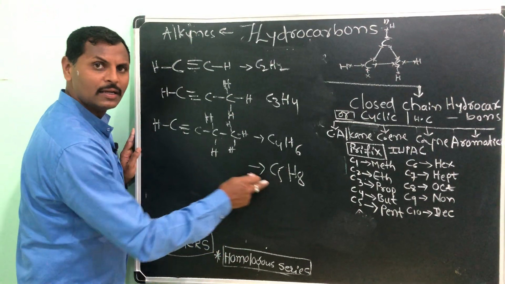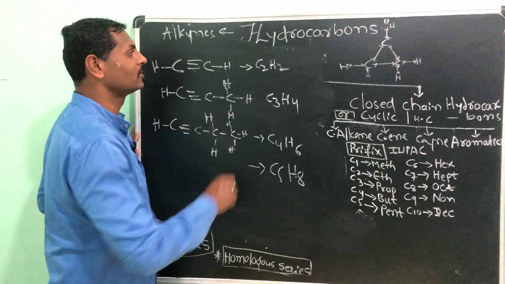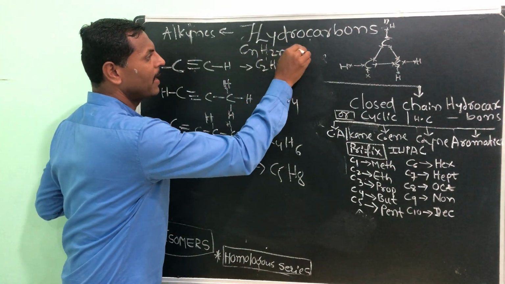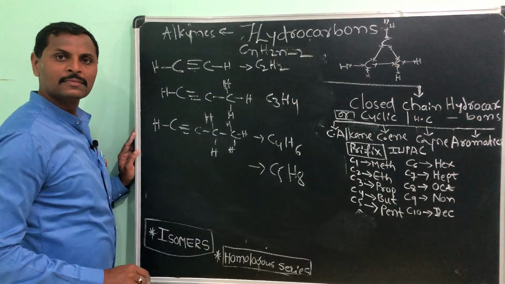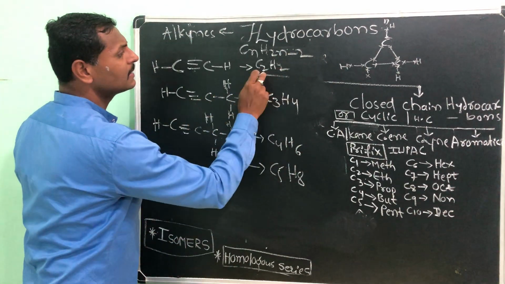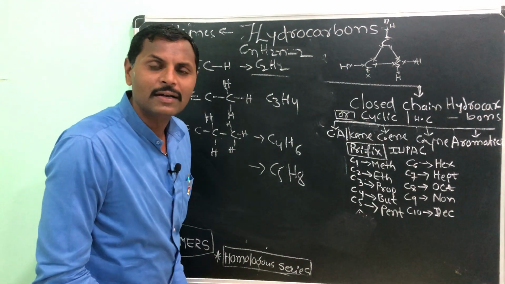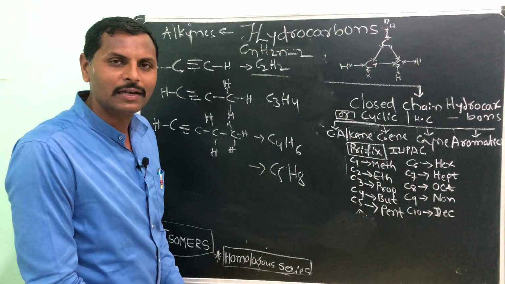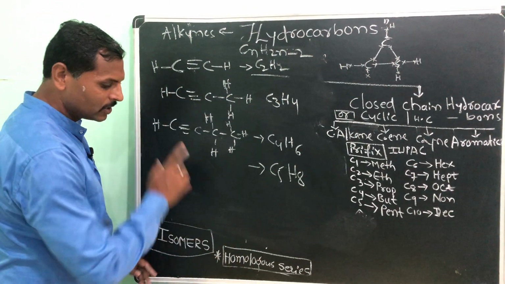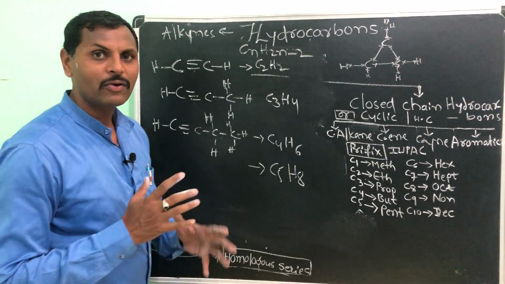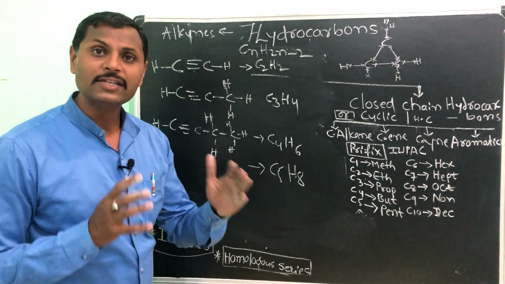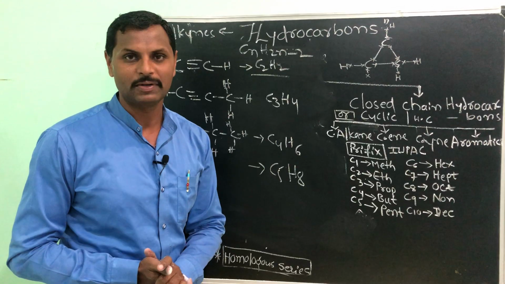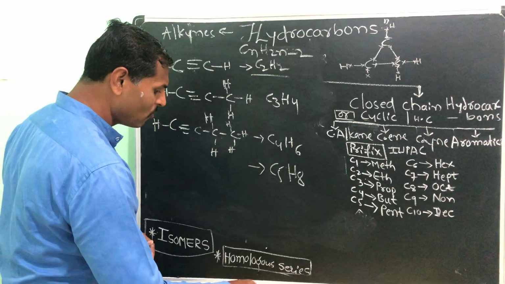If I am wrong, please tell me in the comment box. And the general formula I will write as CnH2n minus 2. And this is ethyne or acetylene. We use this as a fuel. So this much is understood, I think, about the unsaturated as well as saturated open chain or acyclic hydrocarbons.